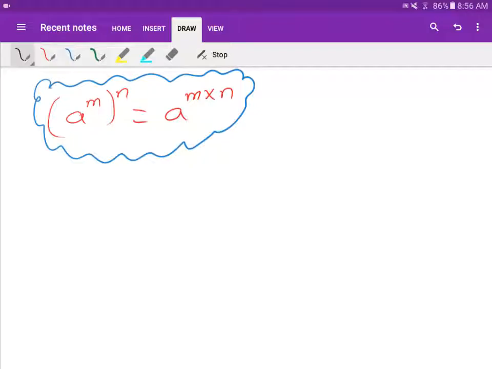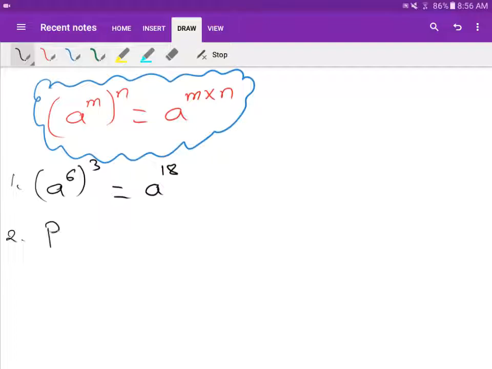All right, so let's say example number 1. You can do it with me or ahead of me. Let's say a power of 6, to the power of 3. Remember the rule. So 3 times 6 is 18. So a power of 18. Easy?